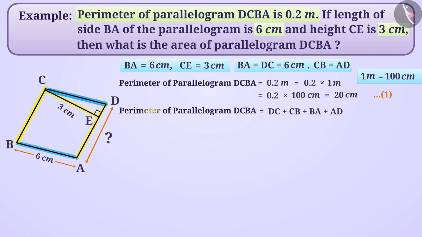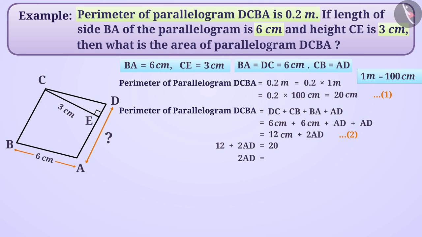Therefore, perimeter of DCBA is equal to 6 cm plus 6 cm plus AD plus AD, which is 12 cm plus 2 AD. From equation 1 and 2, 12 plus 2 AD is equal to 20. Solving this, we get twice AD is equal to 20 minus 12, which means twice AD is equal to 8. Base AD is equal to 8 by 2, which is equal to 4 cm.